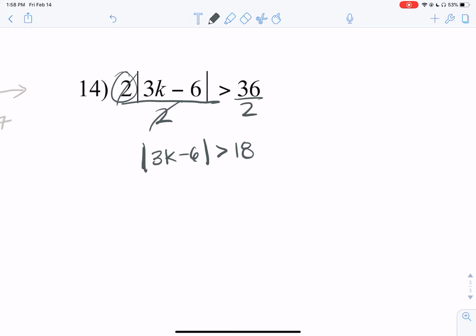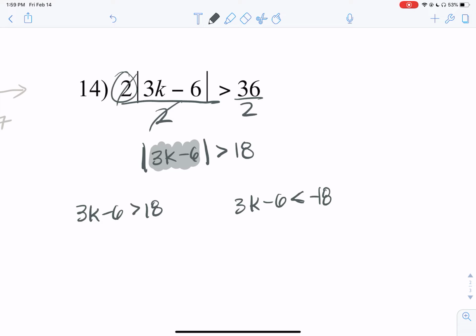So we're going to solve this by doing the following. We create again the two cases. We get that 3k minus 6 is greater than 18. And then we get 3k minus 6 less than negative 18. So remember, you keep, change, switch, and switch.